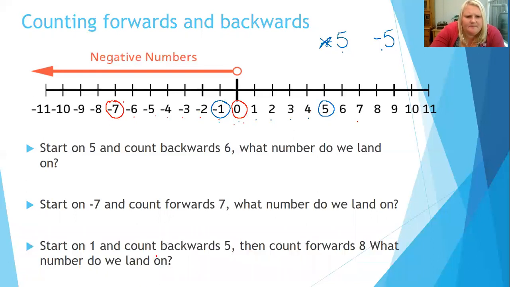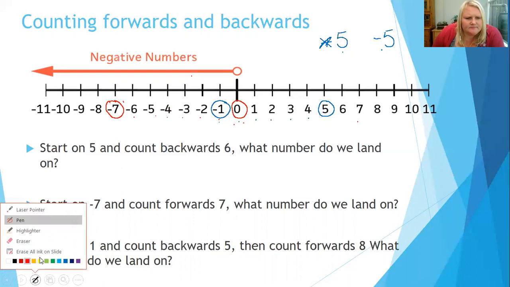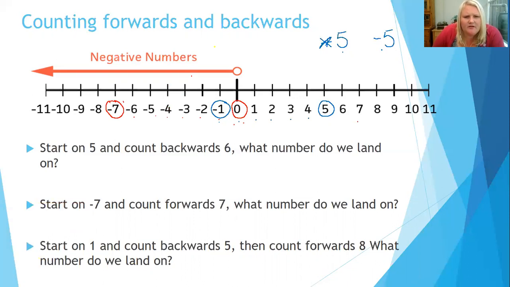What's next then? Start on 1. Let's change colour again, just so we can keep it nice and clear. So we'll start on 1, which is here, and count backwards 5. 1, 2, 3, 4, 5. And we end up on -4. But that's not it. It wants us to do something else. We need to count forward 8. 1, 2, 3, 4, 5, 6, 7, 8. We've ended up on 4 because we've gone 4 to 0 and 4 onwards. So the number we land up with after that two-step is 4.